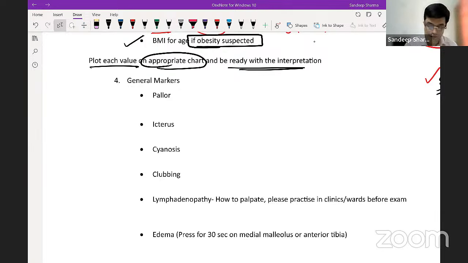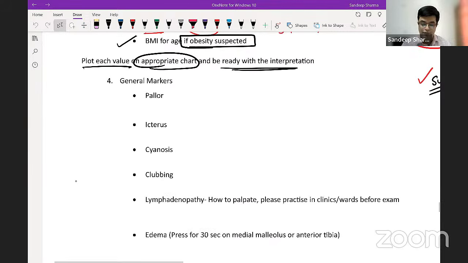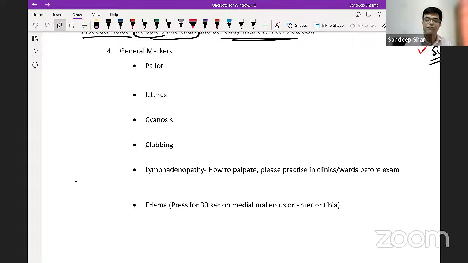Where will you check for these specific findings? So 6 things you will check for in every child. You will check for pallor, icterus, cyanosis, clubbing, lymphadenopathy, and edema. JVP, ideally it should be checked, but in young children, because of short neck, you may not always be able to see. So you need to mention about these things.